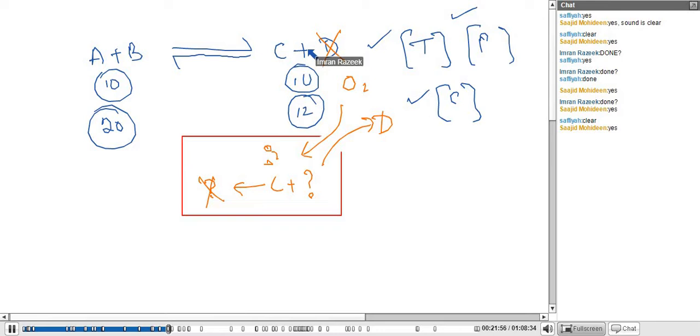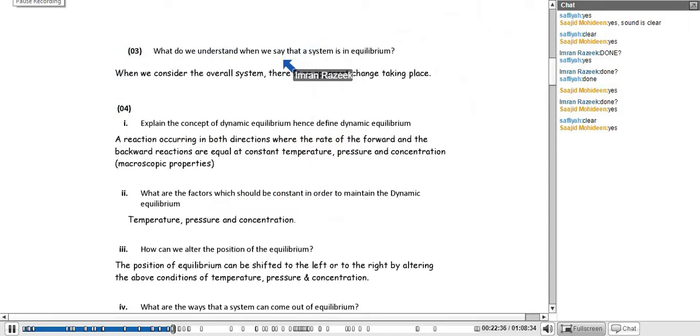So if it's a reaction where a color change is observed, you will see constant colors, like for example brown and colorless will be the same intensity. You will not see the brown disappearing and colorless appearing. There's nothing like that. You will always see a brown color of the same intensity, and the colorless will be the same intensity. Clear? The intensity of the color of reactants and the products will not change. So when you consider the overall system, there will not be any apparent change taking place.